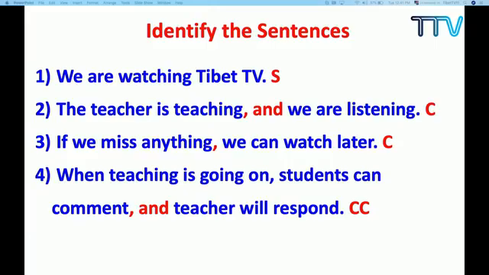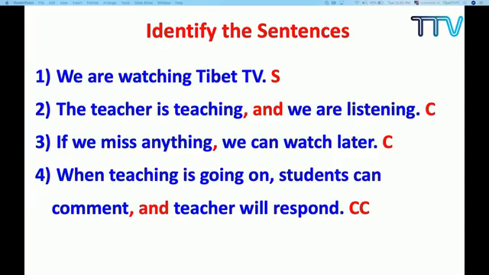And the third one: If we miss anything, we can watch later. Now there are two clauses. Let us try to identify whether each is an independent clause or a dependent clause. If we miss anything, now this is dependent. It has to depend on something else, the next clause, in order to make complete sense. So I say, if we miss anything, then the question comes, then what? If we miss anything.